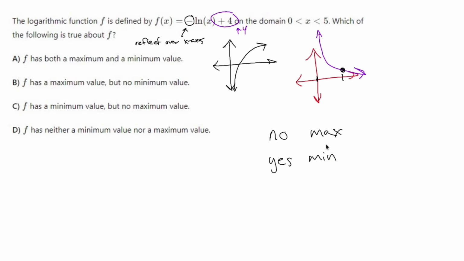And if that's the case, it's not going to have both. It will have a maximum? Nope. It will have a minimum, but no maximum. Yep, my answer is C. And D says neither. That's not the case. So I will have a minimum because it stops at 5, and it won't have a maximum because this will keep going up forever right before it hits 0.